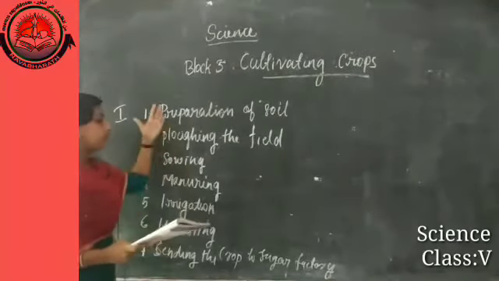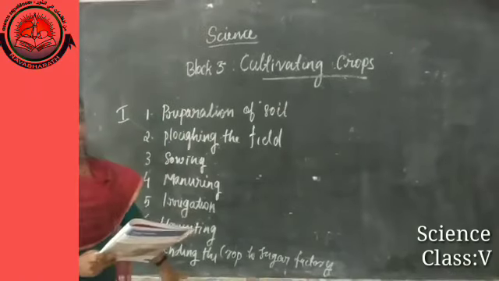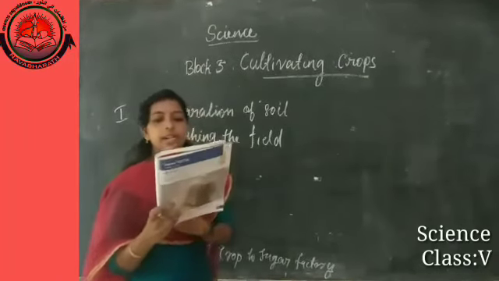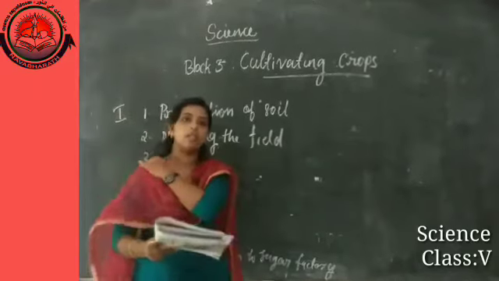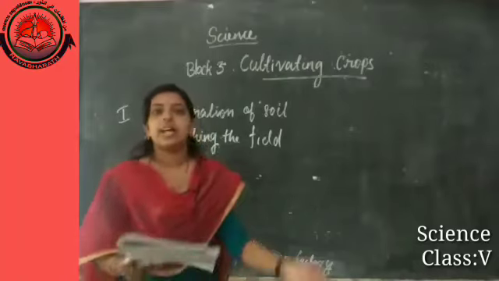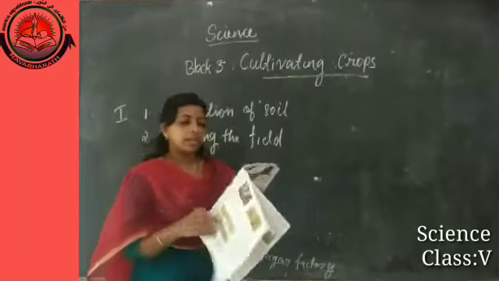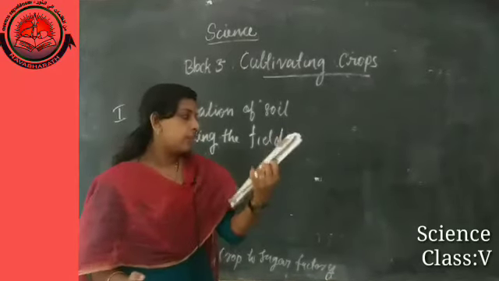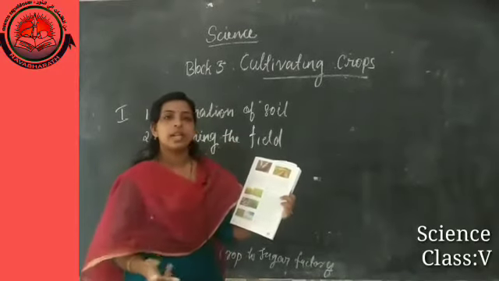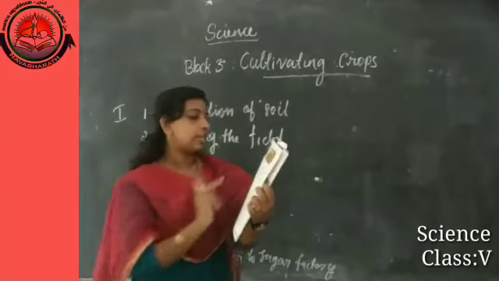When you are writing it in your notebook, you have to do it like a flow chart. Then the second one: what will happen if the field is not weeded? You can take that answer from your content book itself, page number 15, the weeding section. You can write the second sentence.